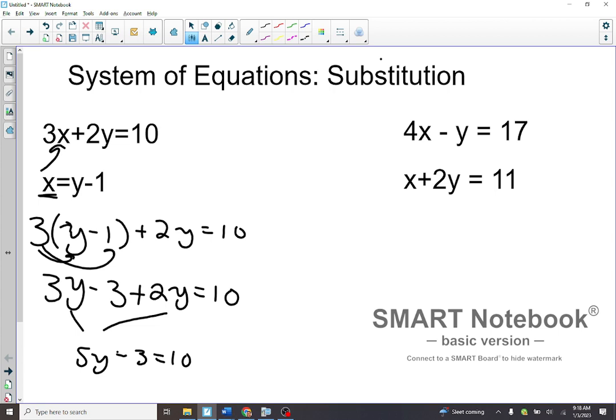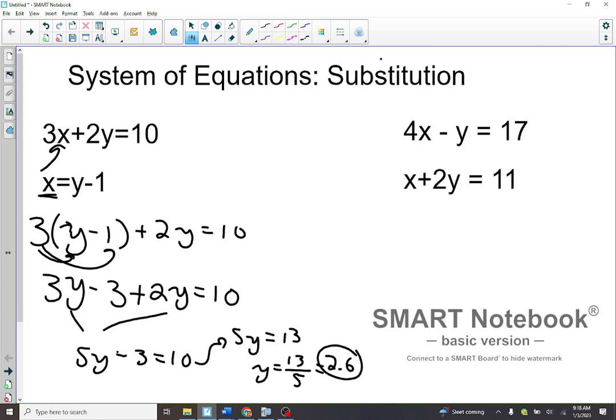Plus 3 on both sides. 5y equals 13. And then you get a long decimal. Yes, on your test it'll be all clean numbers. I'll make sure of that. This is 2.6 if you want it as a decimal. You could leave it as 13 over 5. On your test it'll be whole numbers. It says 13 because 10 plus 3.